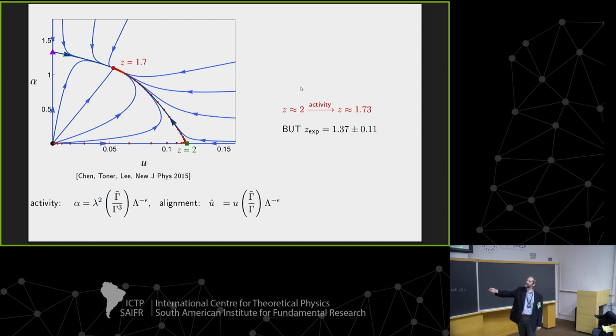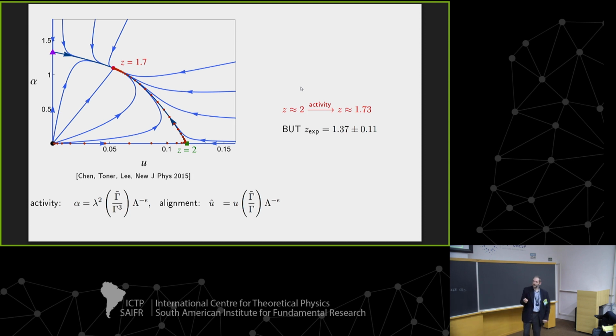If you have no alignment, you have a fluid, and so you can see that you have some fixed point here with activity, which gives you an exponent of 1.5. If you have no activity, then you have the model A. So with alignment, we will go to this fixed point here, which gives you zeta equals 2. But if you have both things, you go to a new fixed point here, which has zeta equal 1.7, which is closer to what we want. But not quite there.